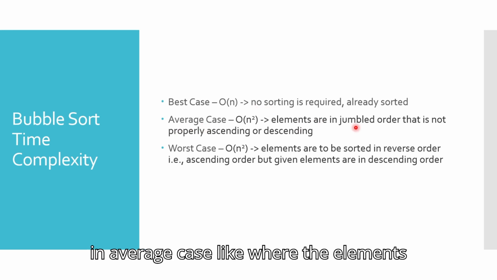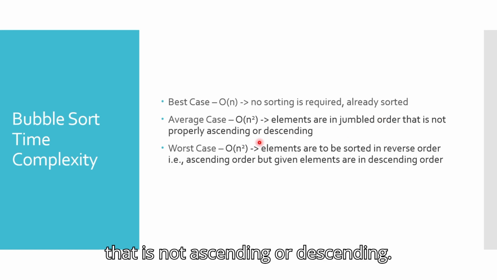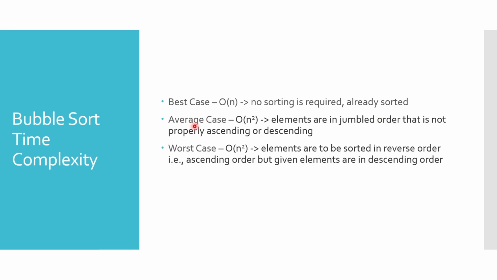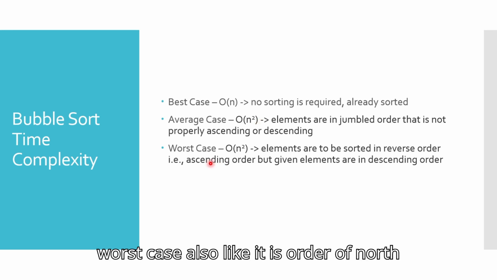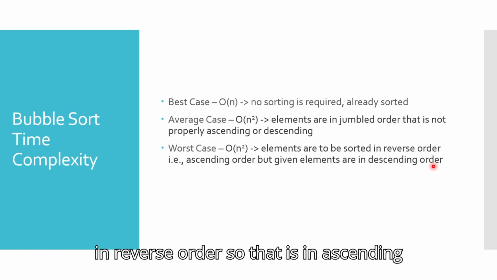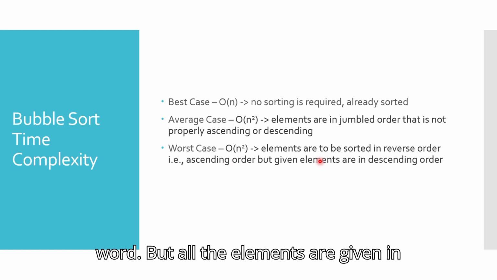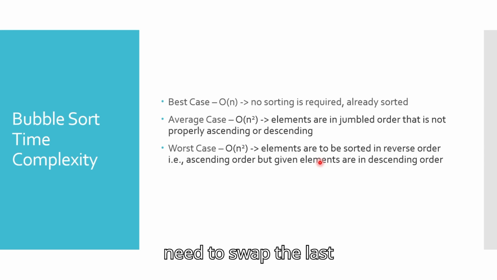In the average case, where the given elements are in jumbled order, neither ascending nor descending, my time complexity is order of n square. The worst case is also order of n square, where all the elements are in reverse order: I want ascending order, but all the elements are given in descending order. That means I need to swap the last element to the first position. So that is the worst case.